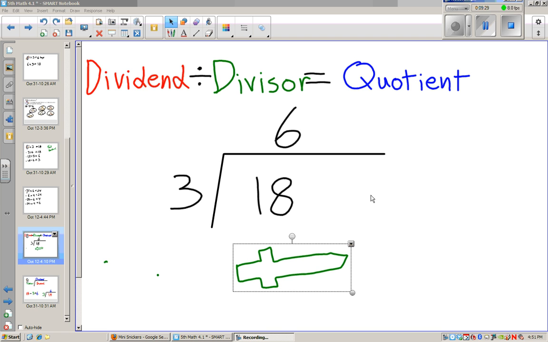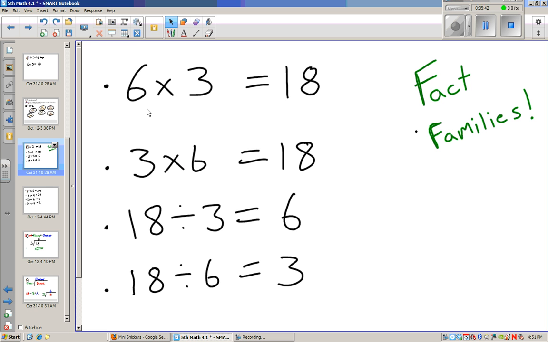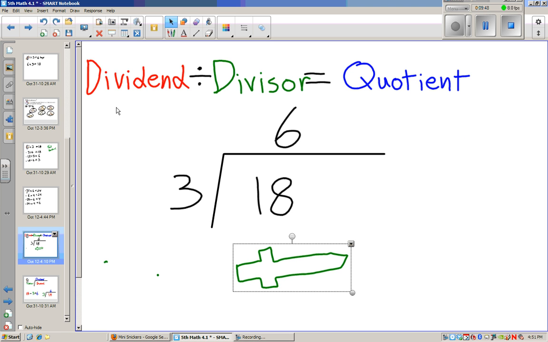All right, so I think we've hit all of our goals. You know what division is. It's when you take a big group and you break it into a certain number of smaller groups. You know how to use fact families that help you turn your multiplication facts into division facts. And you know how to use these terms: dividend, divisor, and quotient.